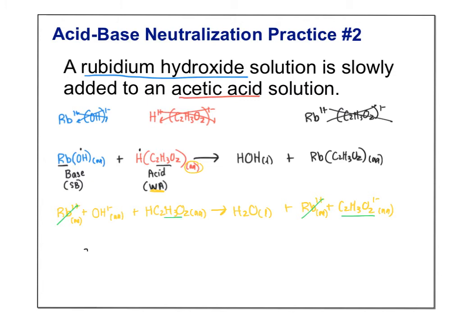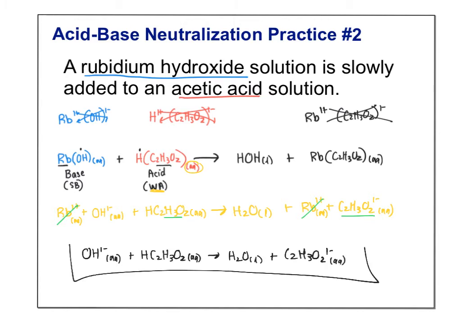So when I write my net ionic, I have OH minus aqueous plus HC2H3O2 aqueous, no charge there because we didn't break it apart, yields H2O liquid plus C2H3O2 minus aqueous. There's my net ionic equation for honors. So honors, I expect all three. Regular chem, you're just working on this first one.